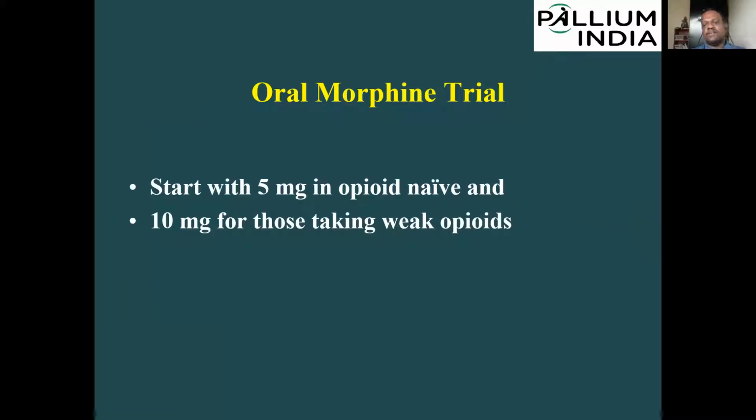Okay, and if injectable morphine is not available, oral morphine can be given as trial. And if the patient is opioid naive, that is, patient is not on any opioids, you can start with 5 milligram morphine 4 hourly and SOS. If a patient comes with severe pain and is not on any opioids, start with oral morphine, 5 milligram, 4 hourly and SOS. And if the patient is on weak opioid like tramadol or codeine, change it to 10 milligram morphine every 4 hourly and SOS.